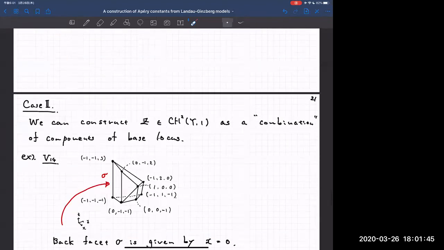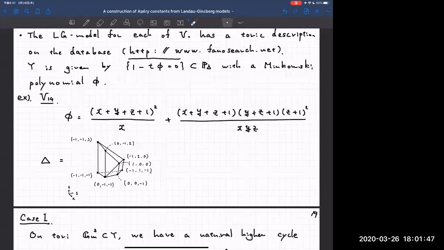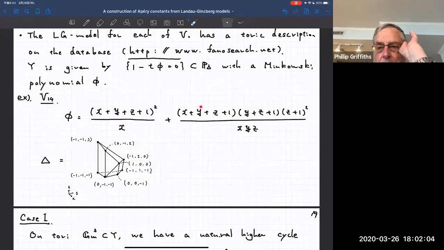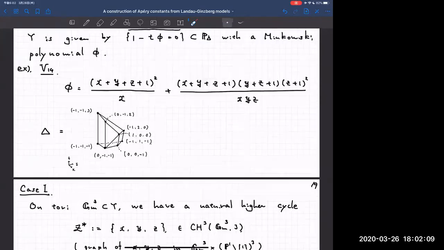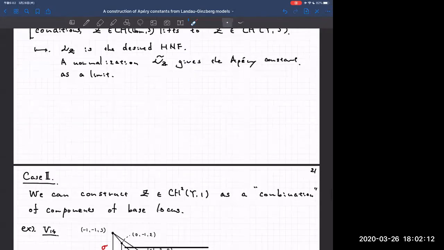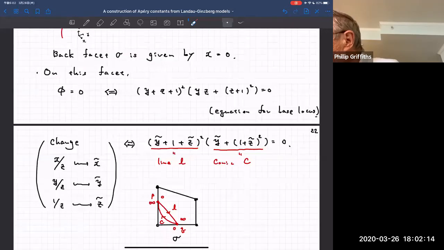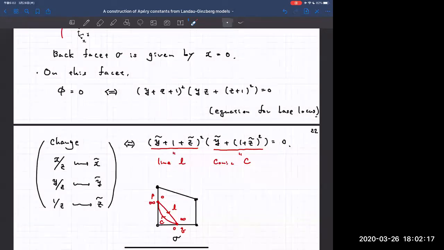Then I want to show again what is phi. If we obtain original phi at x equals 0, and since we want to consider the base locus, we ignore the denominator. Then for the numerator, we obtain (y+z+1)^2 here, and here (y+z+1), and again (y+z+1). So we can summarize them to just one term. Okay? So as a result, when phi equals 0, we obtain (y+z+1)^2 times (yz+z+1)^2 equals 0. It is given by two components.